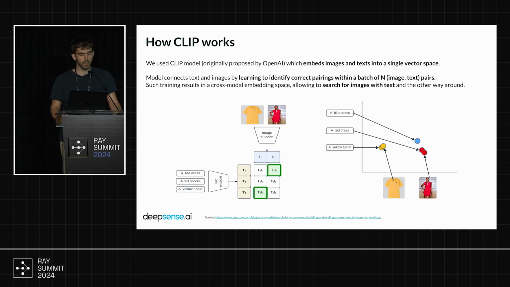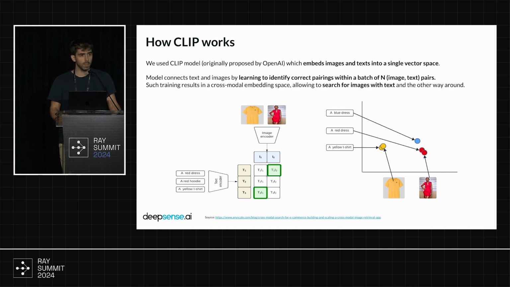Under the hood, we use an approach called cross-modal search, and in particular, we rely on a model called CLIP. CLIP is an idea that was first introduced by OpenAI in 2021, and it's a model that can take an input, which can be an image or text, and turn it into a vector, and the vector is in a single vector space shared between those two modalities. The model learns to do so by being trained to identify matching pairs of images and their text descriptions within a batch of n such pairs.